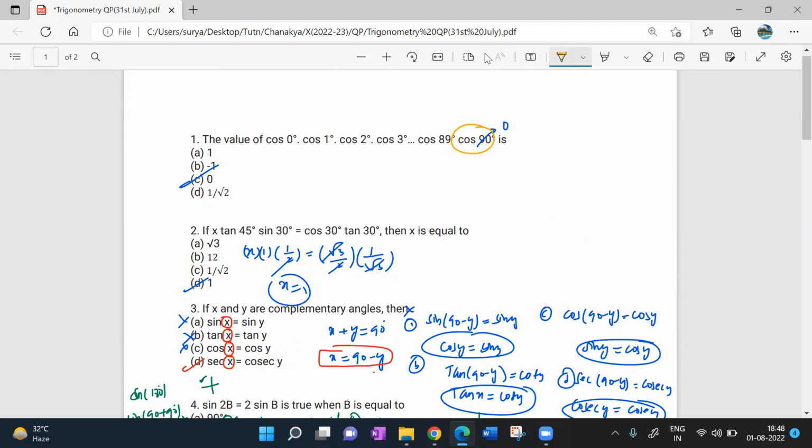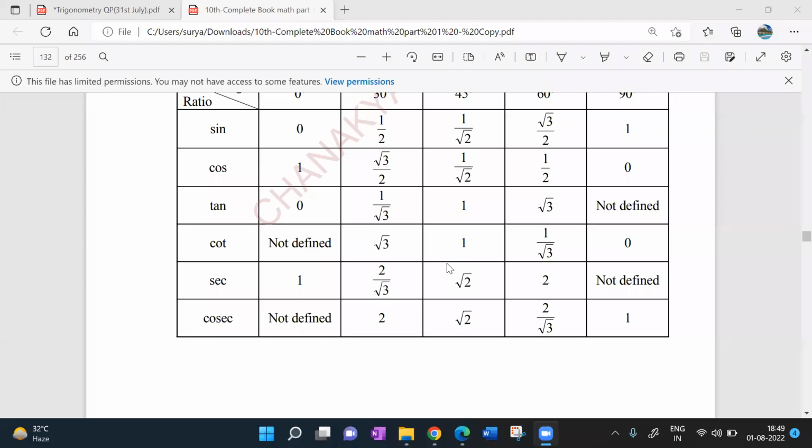Okay. So next, we'll discuss the trigonometry questions now. Shall we go for the trigonometry questions? Hello, people. Yes, sir. Everyone, look at the screen now.